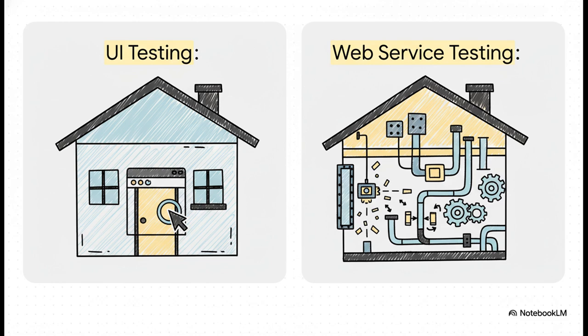For the UI, you need tools that can pretend to be a user, clicking and typing. But for the services, you need tools that can check if data is flowing correctly through all those internal connections, those APIs that the user never even sees.